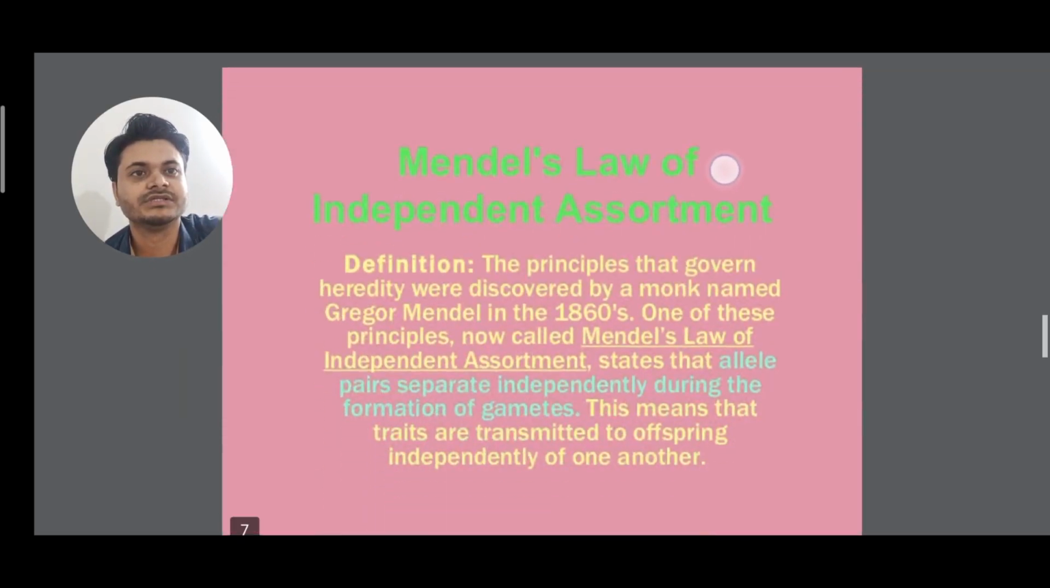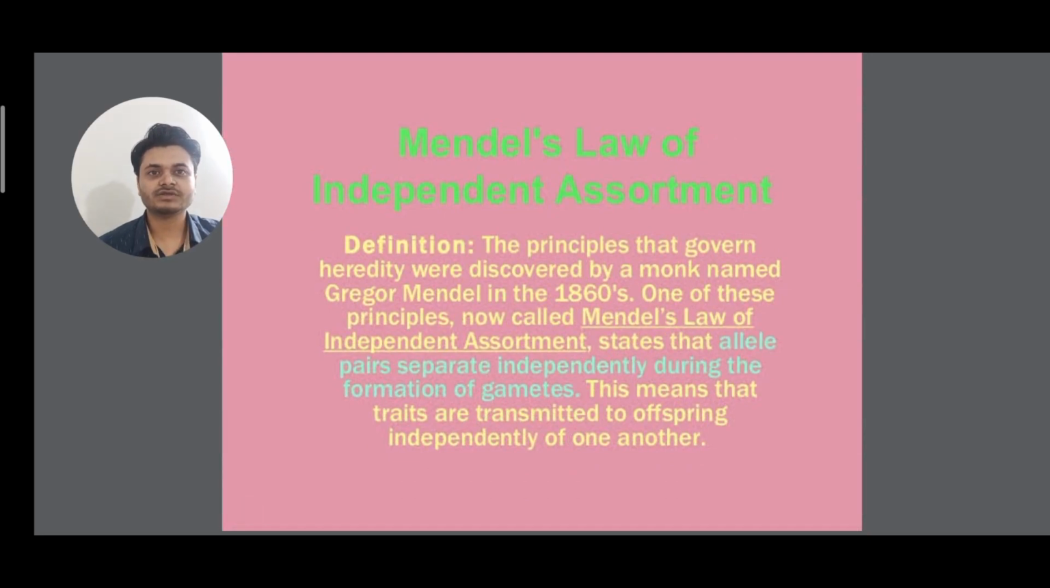Alright. So next is the law of independent assortment given by Mendel. Independent assortment means the gametes will be mixed independently. No compulsion is there that this gamete has to be mixed with this trait. Clear? So the definition: the principle that governs heredity was discovered by a monk named Gregor Mendel in 1860.